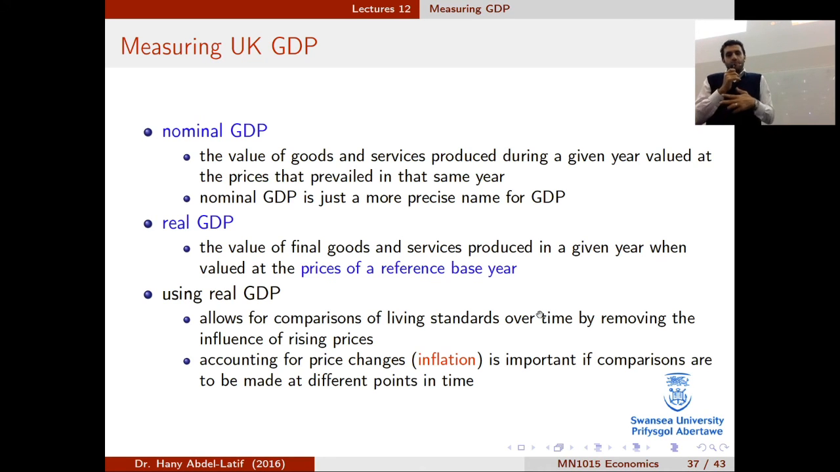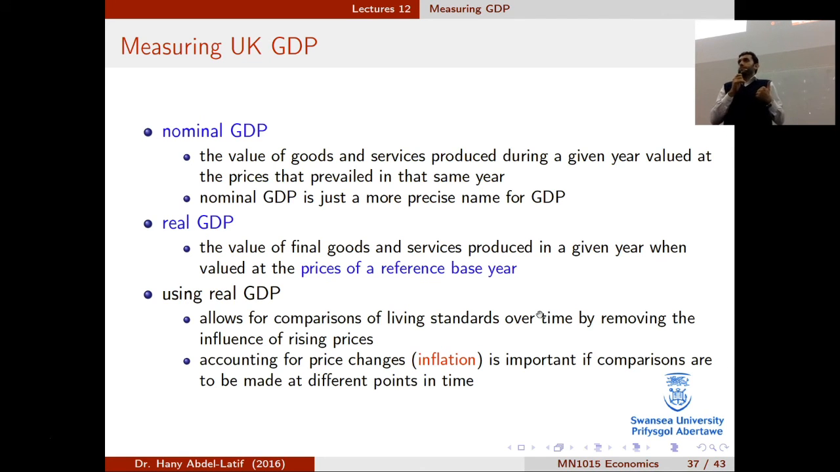in my example, we had 50 mics in the first year, and in the second year we still have 50 mics, but when we look at the value, we had like 100 pounds and then 150. So that doesn't make an economic activity difference. What happened here is just the prices have changed from £2 to £3 for this mic, okay? So that's the problem with the nominal GDP. So we need to look at the real GDP.